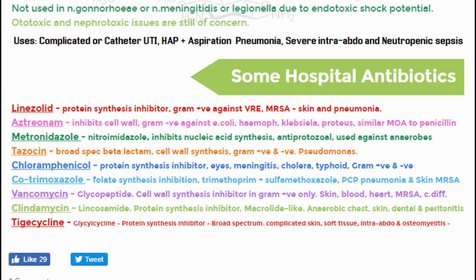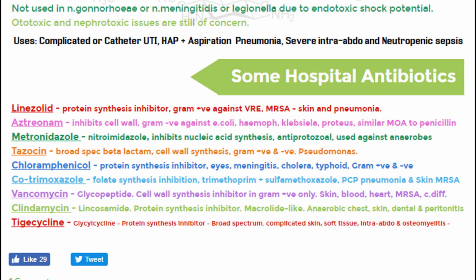Chloramphenicol, protein synthesis inhibitor. It's used for eye drops. It's used in bad meningitis, cholera, typhoid. It covers gram-positive and negative. It unfortunately has very nasty side effects of giving a lot of hematological disturbances, such as agranulocytosis and aplastic anemia.